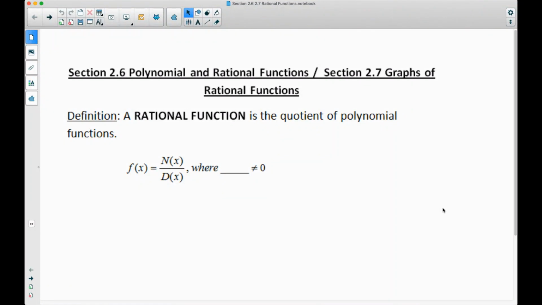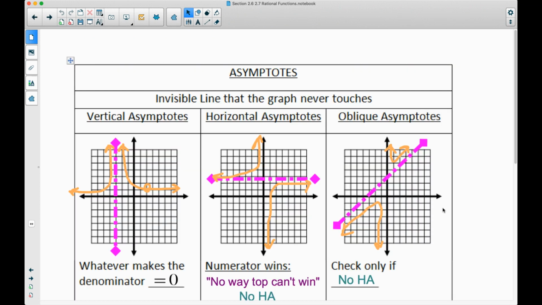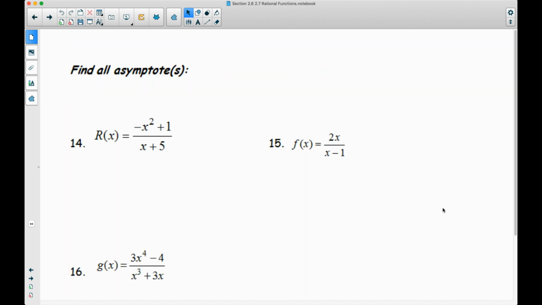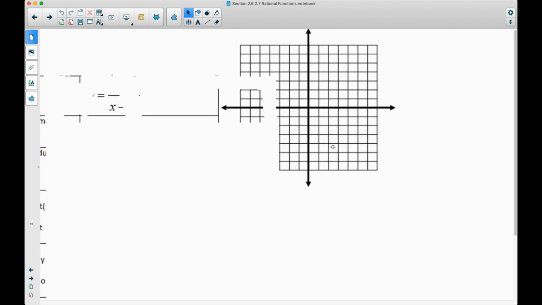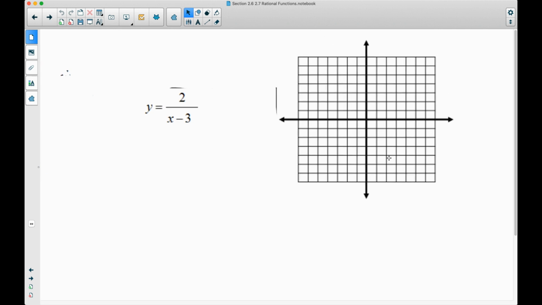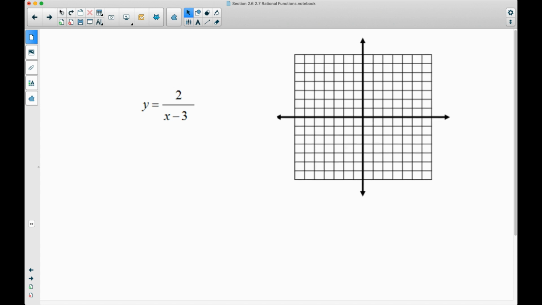Okay, let's finish up. We did 2-6 the other day, and we're just going to basically take everything we learned with these asymptotes, and we're going to put them on graphs. Okay, so go ahead and tell me my vertical asymptotes, holes, horizontal asymptotes, oblique asymptote if they exist, anything you can remember.